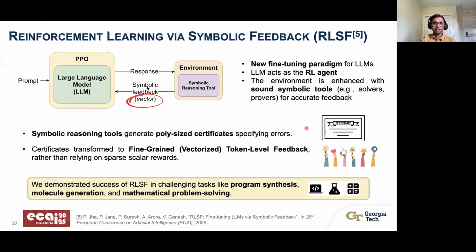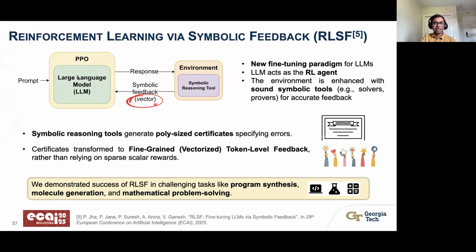And in another recent paper that got accepted at AAAI this year, we proposed RLSF, that is reinforcement learning by symbolic feedback. It is a new fine-tuning paradigm for LLMs, where the LLM acts as the RL agent, and the environment is enhanced with sound symbolic tools, for example, solvers, provers, etc. And the main differentiator is that the symbolic reasoning tools generate polynomial size certificates that identify errors in the LLM generated object, and these certificates are transformed to a fine-grained token level feedback.